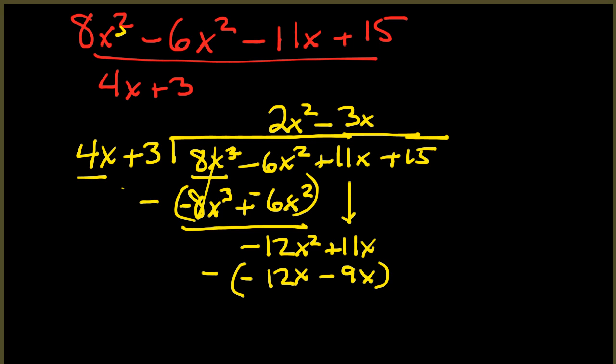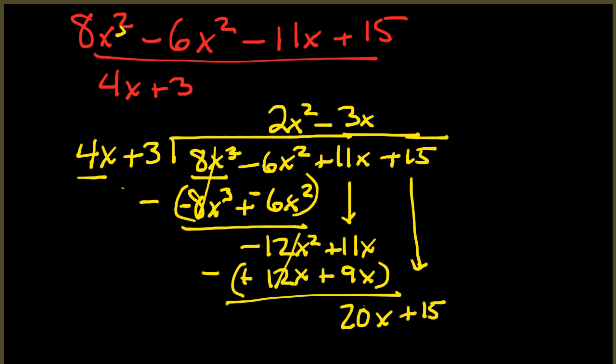But since I have to subtract the whole thing, what I'm going to do is add and add once I distribute. So my x squareds cancel out. What I'm left with is 20x, and I bring down my next term, plus 15. So now I'm going to add plus 5, because 5 times 4x makes 20x, and 5 times 3 is plus 15.